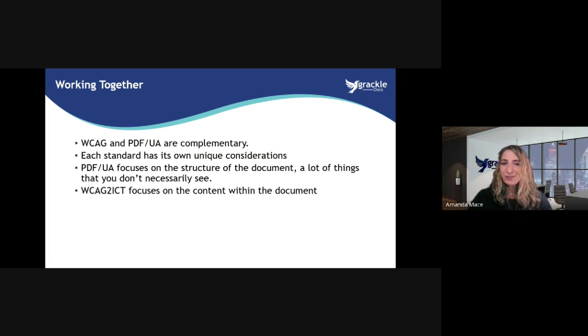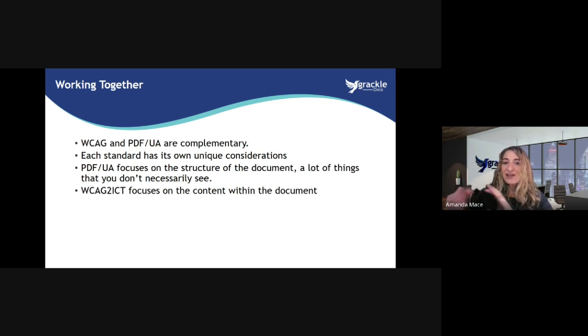And this is an important point to keep in mind as we get into some of the more technical details of these two standards. So I'll try not to bore anyone with too much technical detail, but it's really important to understand that WCAG is not PDF UA and PDF UA is not WCAG. These are two different standards.